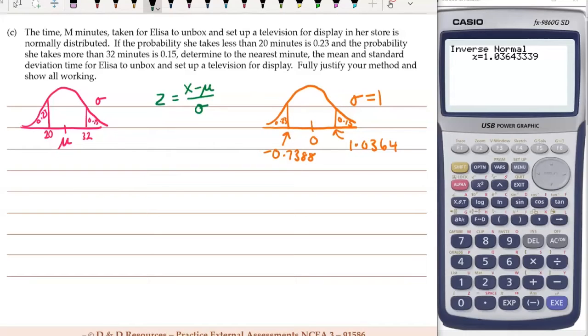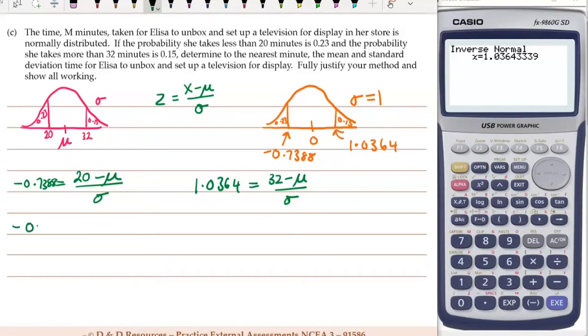So if we're using Z equals X minus mu over sigma, we have our value of 20 minus mu over sigma is equal to minus 0.7388, the Z value that we worked out here. That bit there is at the same bit as where the 20 is on the X. Similarly, where the 32 is over here matches with where this Z value is here. So when we have Z of 1.0364, we have an X value of 32, so 32 minus mu over sigma.